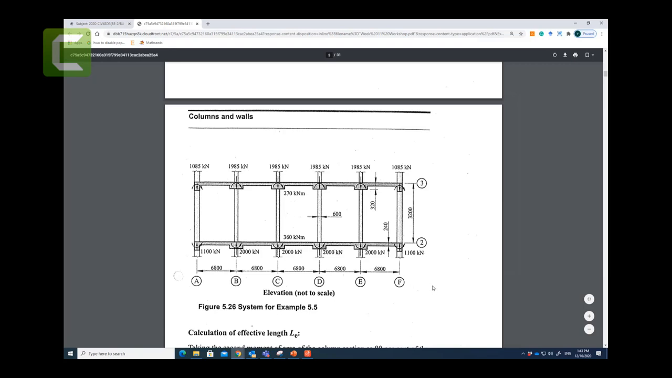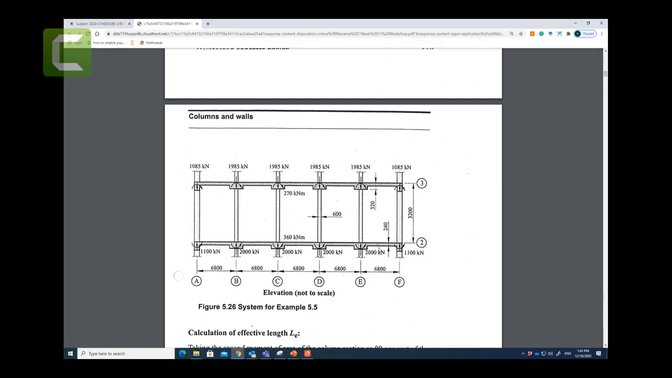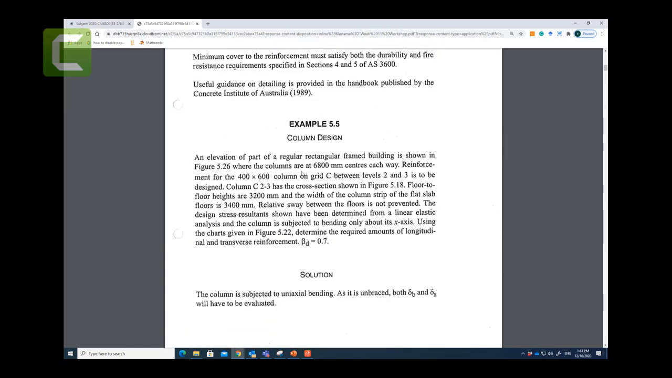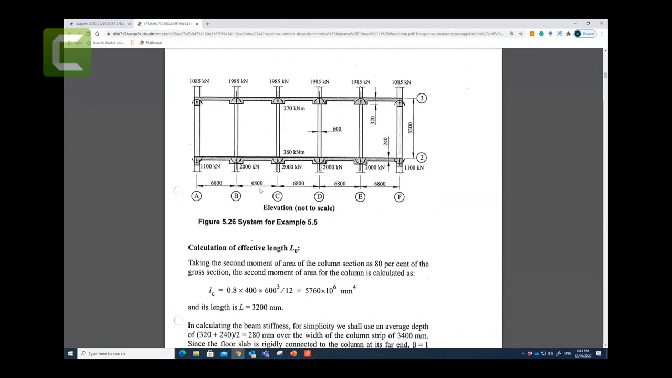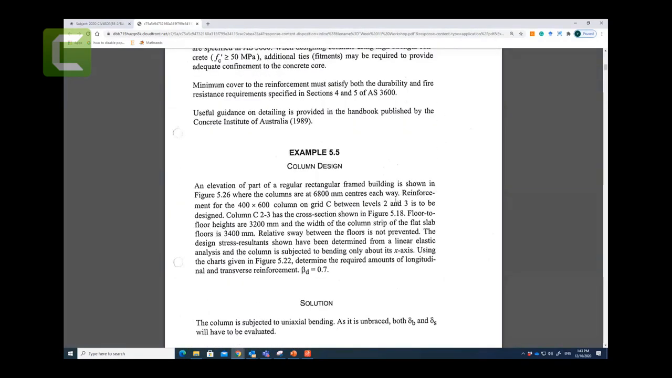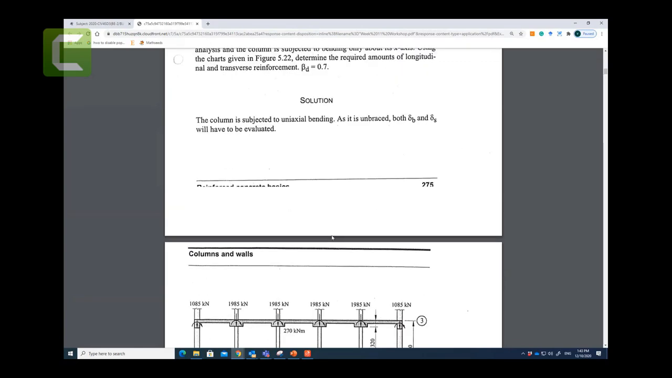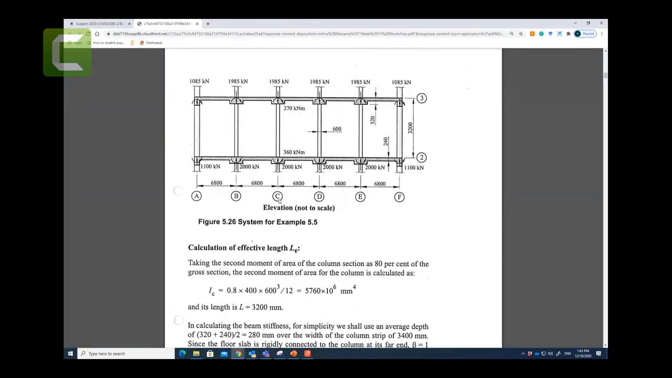So I hope you understand these pictures, the dimensions, the design loads and design moments given to you, and some of the connections. So that is the figure where the columns are 6.8 meter centers. That is given to you. Columns are 6.8 meter centers each way. Reinforcement for the 460 by 660 column at column C between level 2 is to be designed. So this example is asking what is the reinforcement in column C?